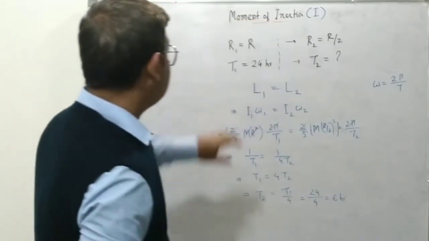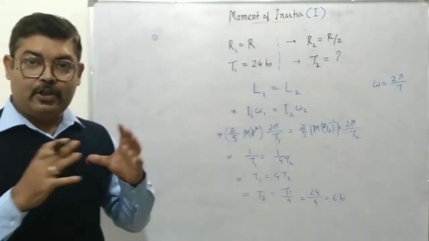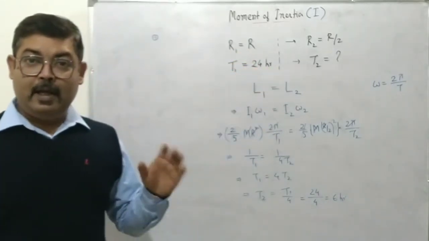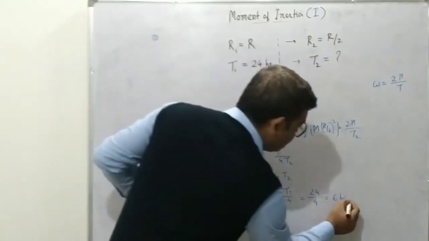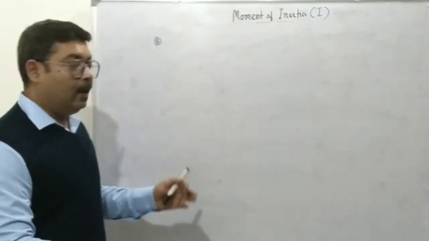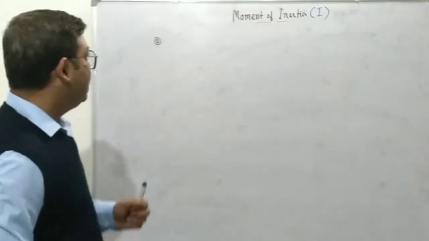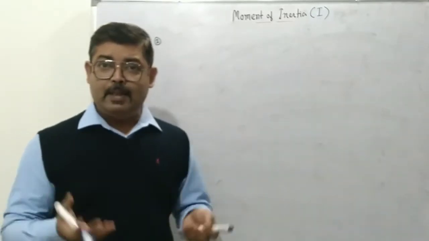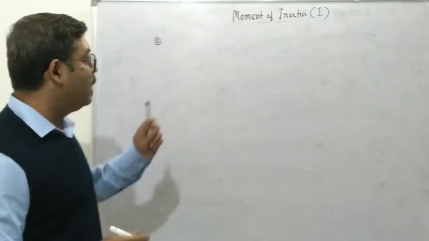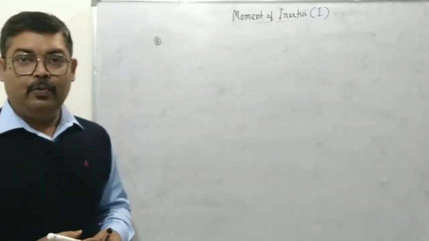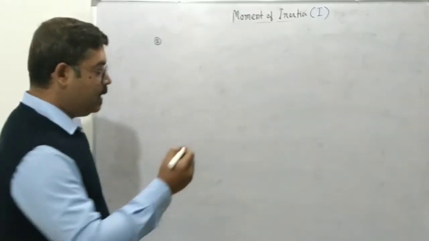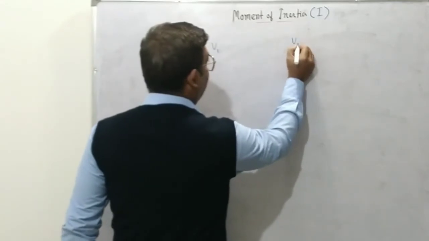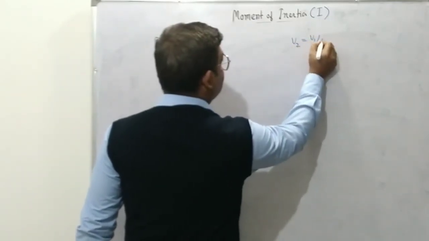So if the radius of the Earth spontaneously shrunk to half of its current radius, the time period of the day, that is the duration of the day, will be 6 hours. Our next problem, quite a similar one, is: if the volume of the Earth suddenly becomes 1 by 64 of its current volume, then what will be the new duration of the day? If I say the volume of the Earth is V1 currently, then the new volume V2 will be V1 by 64.